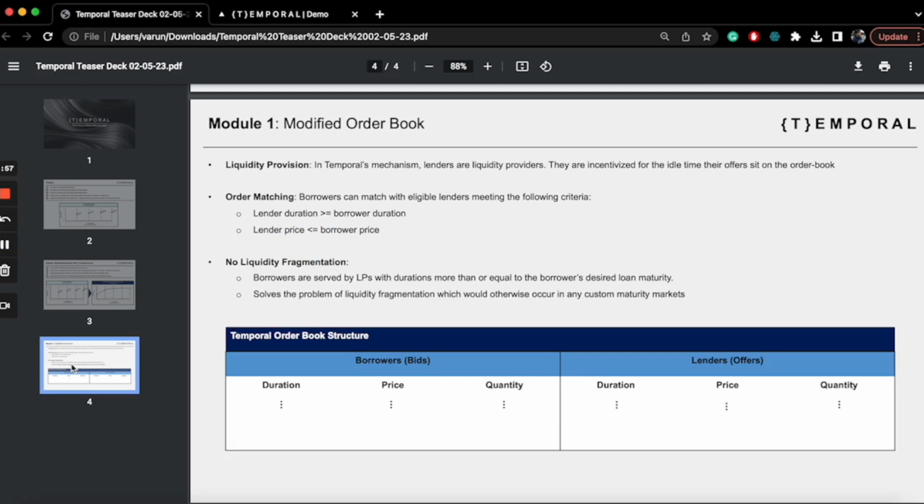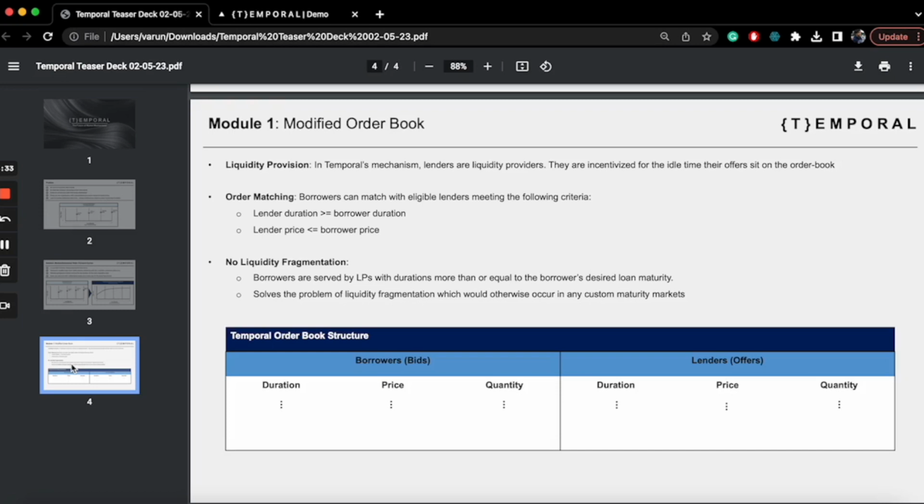Temporal generalizes the traditional order book by adding a duration parameter. Liquidity providers quote their lend offers as orders on the book. The key order matching concept is that borrowers are matched to eligible lend offers having durations greater than or equal to the loan duration. This accumulates liquidity and avoids fragmentation.